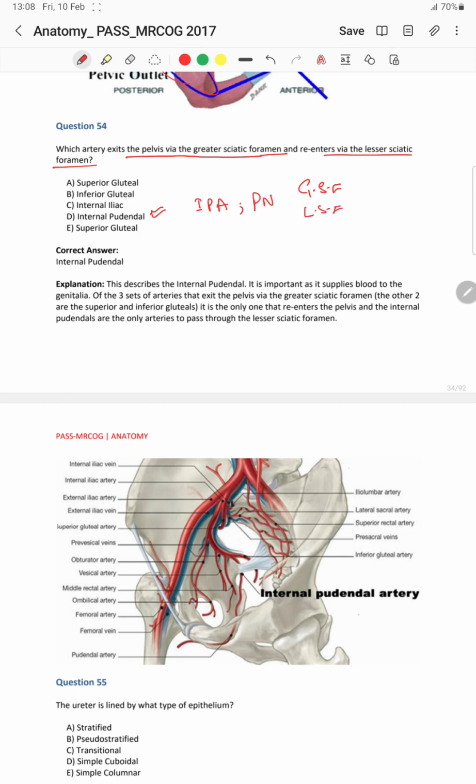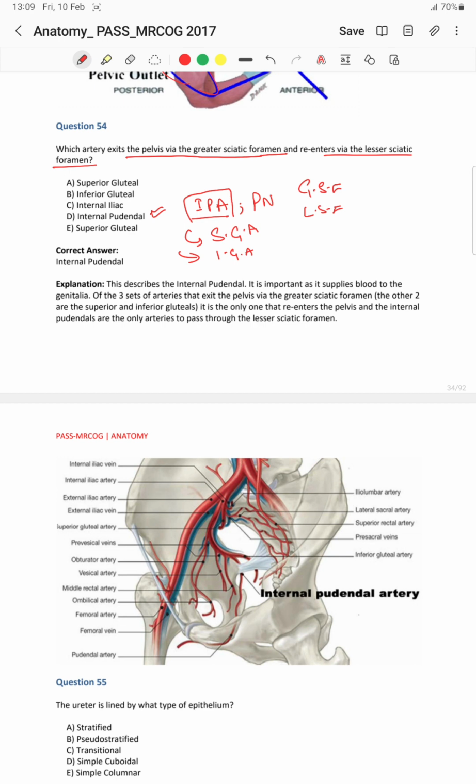And it is important as this internal pudendal artery supplies the genitalia, and there are three arteries which exit the pelvis by the greater sciatic foramen. Number one is the internal pudendal artery, number two is the superior gluteal artery, and number three is the inferior gluteal artery. These are the three arteries which exit the pelvis, along with the pudendal nerve, via the greater sciatic foramen.